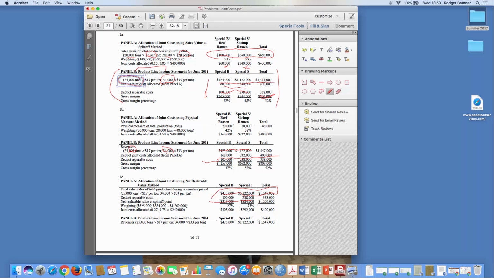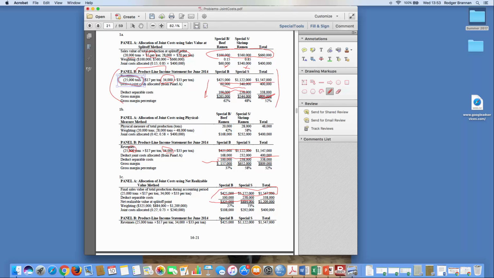Likewise, at the split off point, the most that you can make for the shrimp ramen is $560,000. So if they incur the additional $238,000 to process it further, they can generate more revenues. But it's not so much the revenues, but what do I net out? Well, you can go from $560,000 to $884,000, over a $300,000 increase. So in both cases, the incremental costs more than pay for themselves as a type of investment.